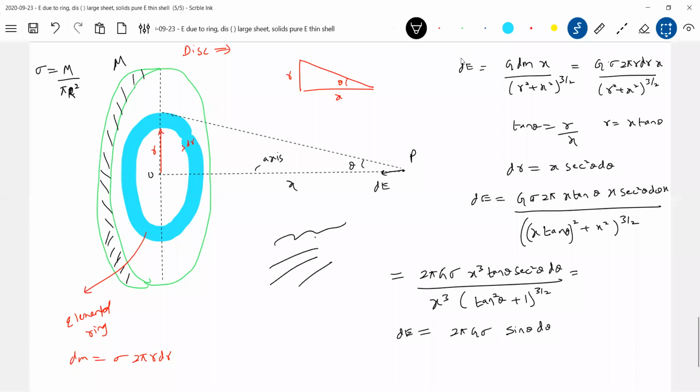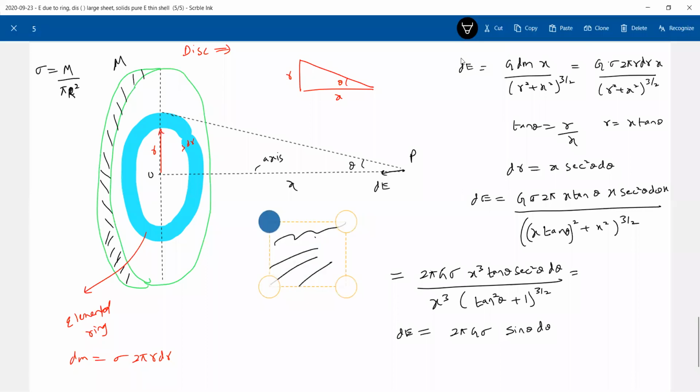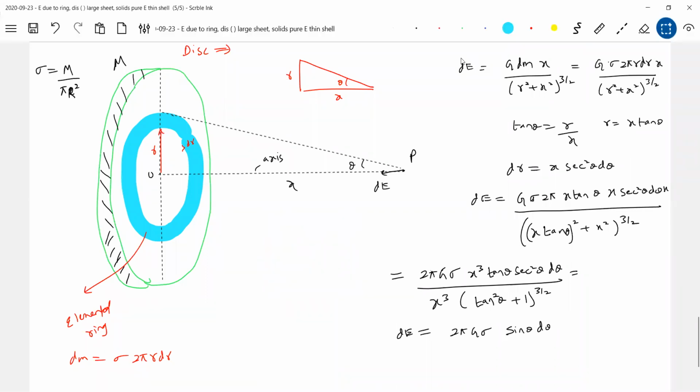Okay, let me try to finish off this part. Okay, fine. This simplification gives sine theta d theta. What to do after this? So let me integrate this part.